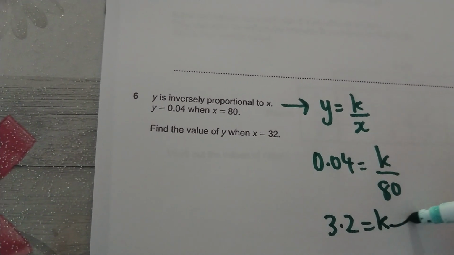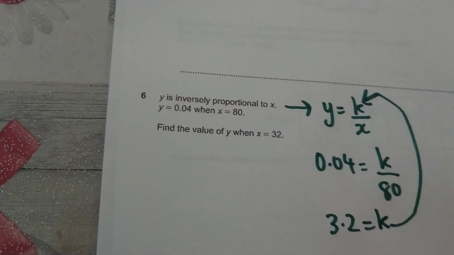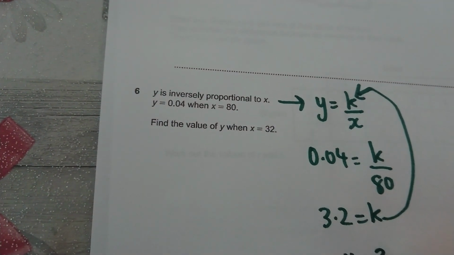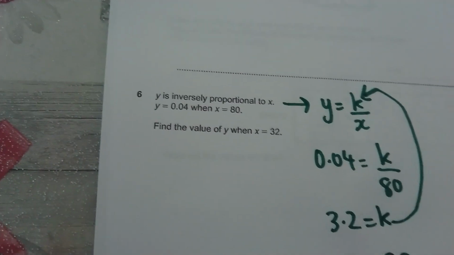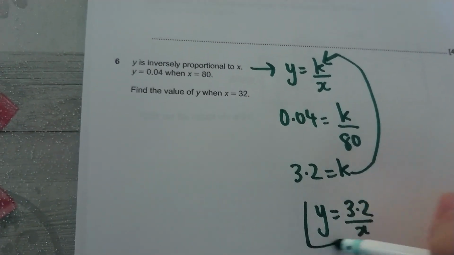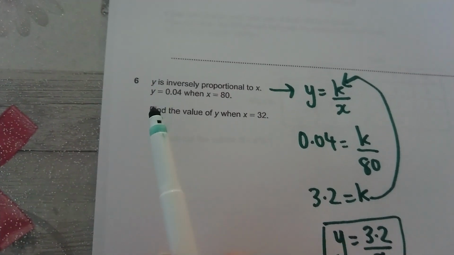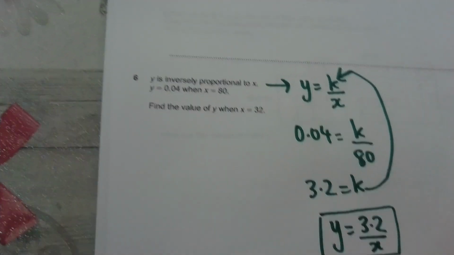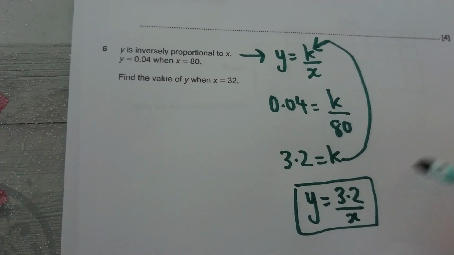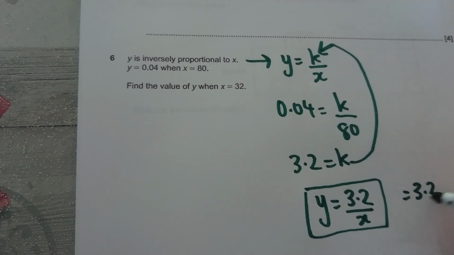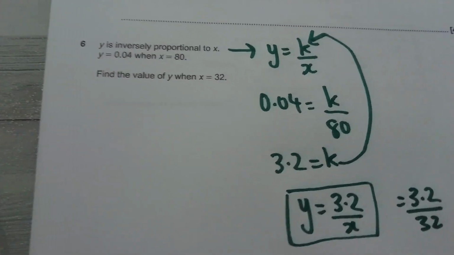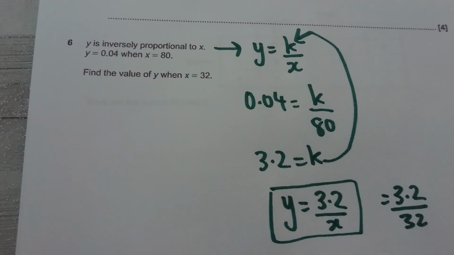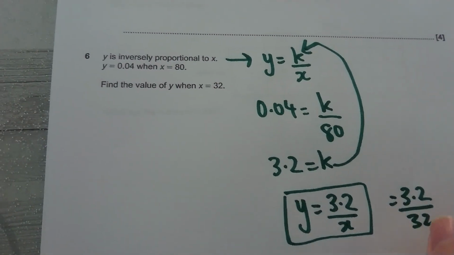And as soon as you've got that value of k, put that back into the equation. So it would be y equals 3.2 over x. So that would be the formula. But the question is saying find the value of y when x equals 32. So I need to replace that x with 32, and just work that out on your calculator. So 3.2 divided by 32 is 0.1.